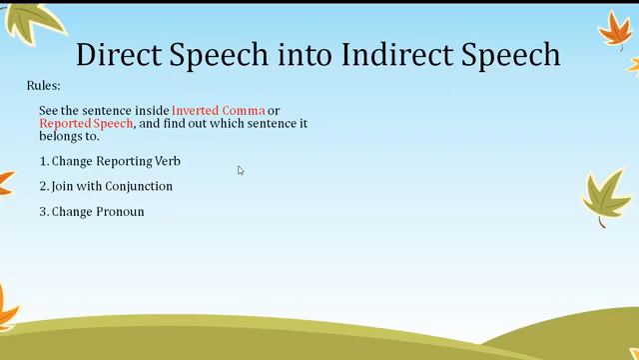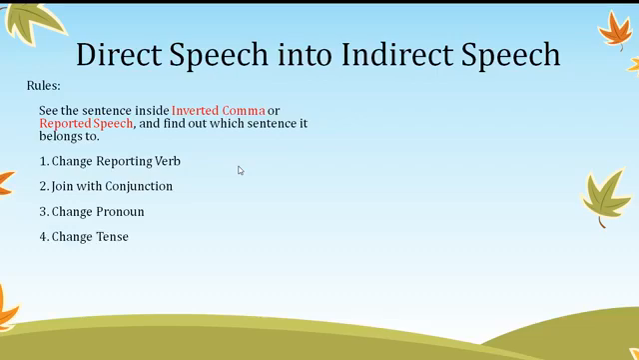Number 3, change pronoun. I already said that. What pronoun? First person pronouns change according to the speaker, second person pronouns according to the listener, and third person pronouns never change. I already said to you that you have to know what the personal pronouns are.